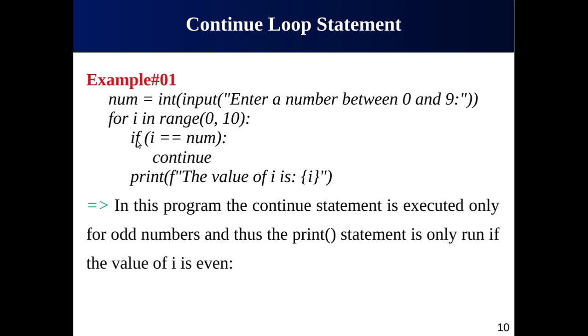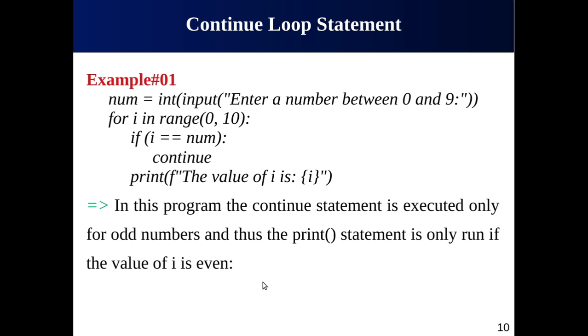Now we are checking a condition. If the current value of i is equal to the value provided by the user, which has been stored in the variable norm, if it is the case, then continue. Otherwise, if this condition is not true, print the value of i. So it will display the value of i for all the values between 0 and 9 except the value provided by the user. So if the user provides 3, then it will display 0, 1, 2, but not 3. And then 4, 5, 6, 7, 8, 9 will be displayed as usual.